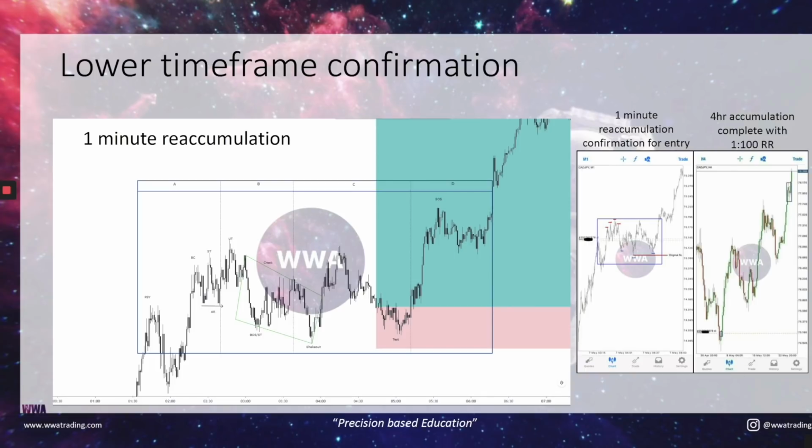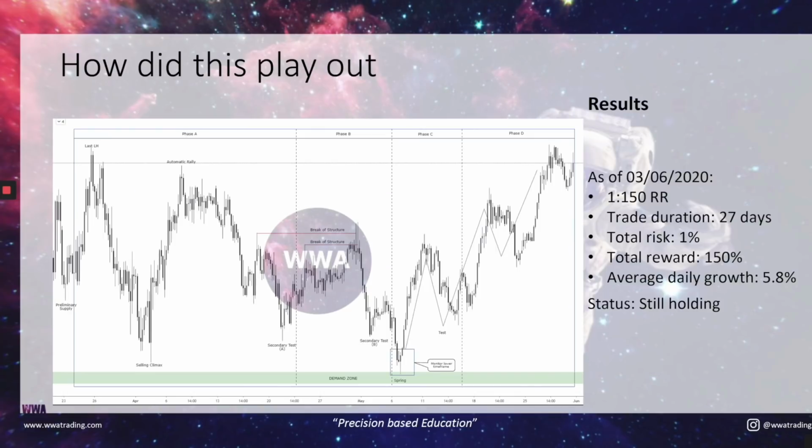So as you can see from the precision of our entry, and actually our motto of WWE Trading is precision-based trading and precision-based education, we can see this trade generated a full 1 to 100 risk to reward and beyond because it was the beginning of a market cycle. So therefore we are able to capitalize on a full bullish market cycle from the beginning because we understood early on in the spring that we were accumulating, and we utilized our 1 minute time frame reaccumulation to confirm that entry.